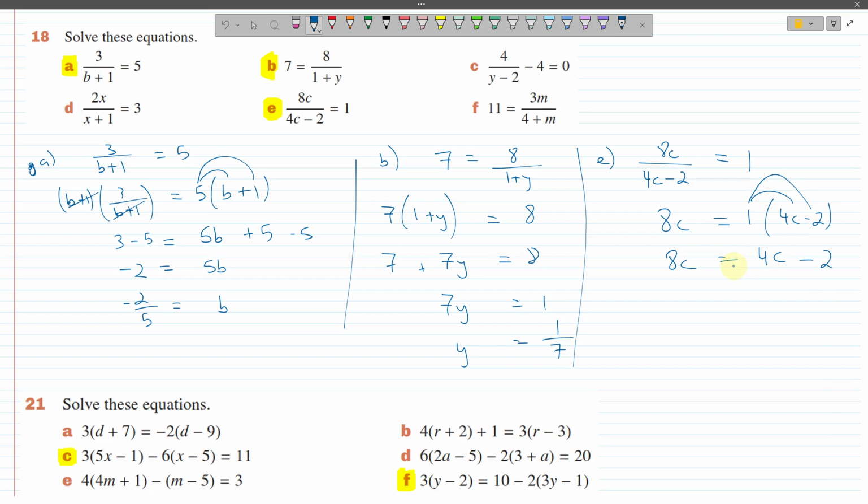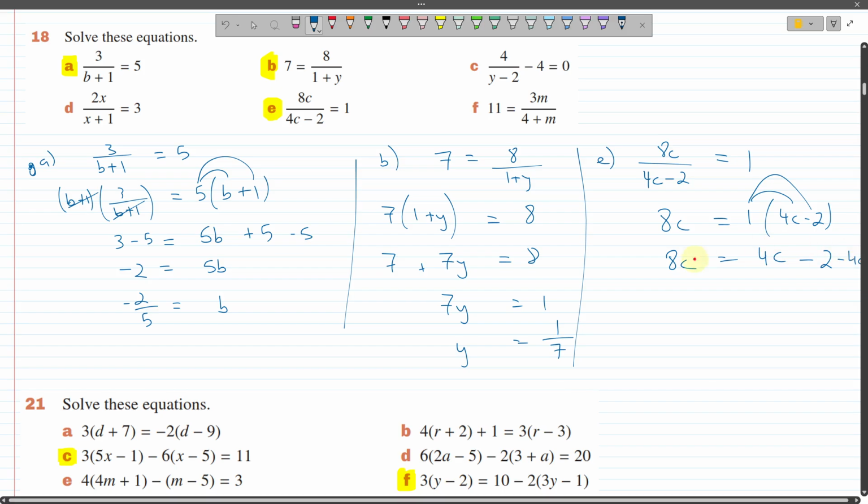We want the c's on one side only. Let's undo the 4c. So we'll do minus 4c there, minus 4c there. 8c minus 4c is just 4c. That 4c minus 4c just becomes 0. So you have negative 2. Divide both sides by 4. So we have c is equal to negative 2 over 4, which is negative 1 over 2.